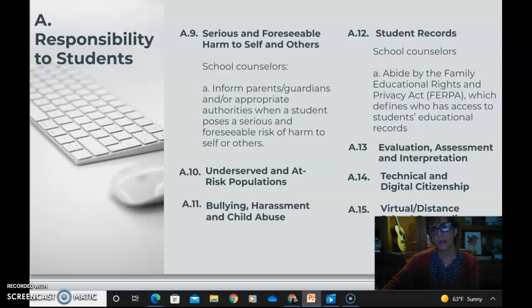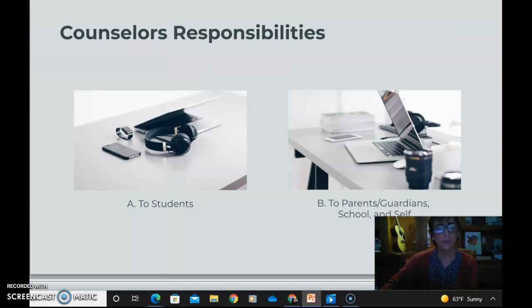As far as student records, school counselors abide by the Family Educational Rights and Privacy Act, better known as FERPA, which defines who has access to the students' educational records. We also deal with evaluation, assessment, and interpretation, as well as show technical and digital citizenship, and sometimes handle virtual distance school counseling. So I'm done with the responsibility to the students.